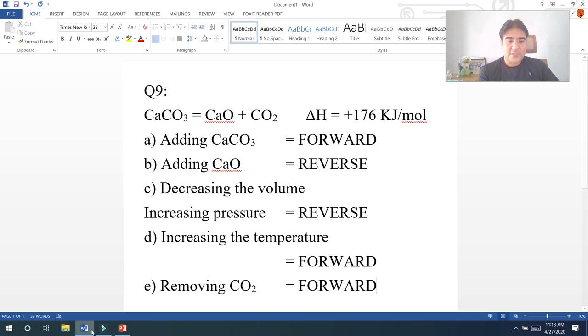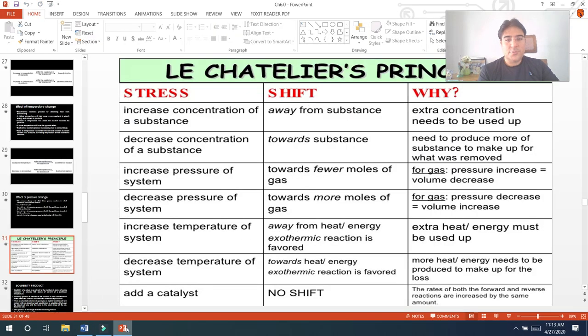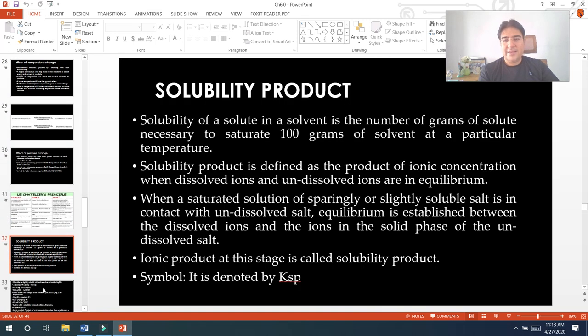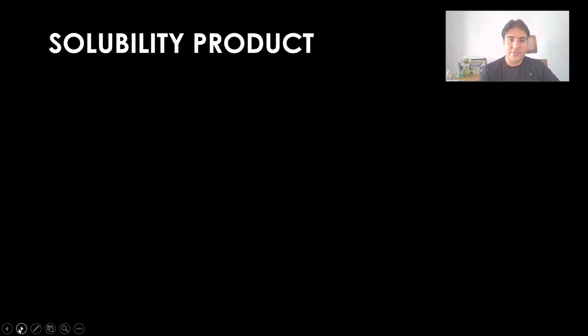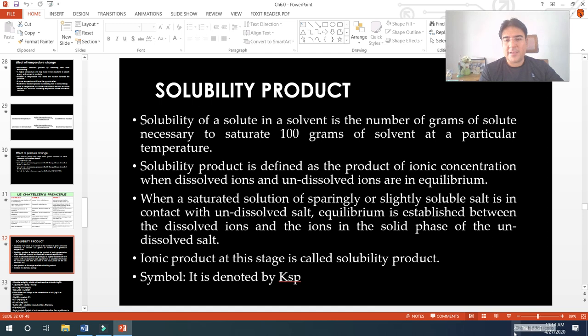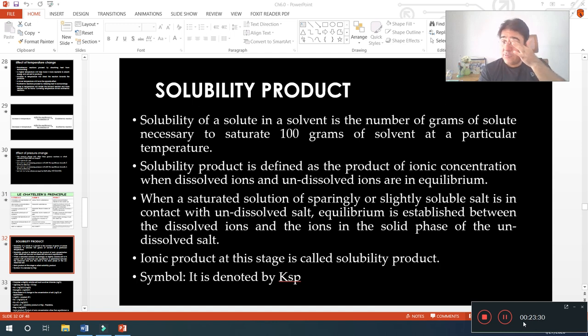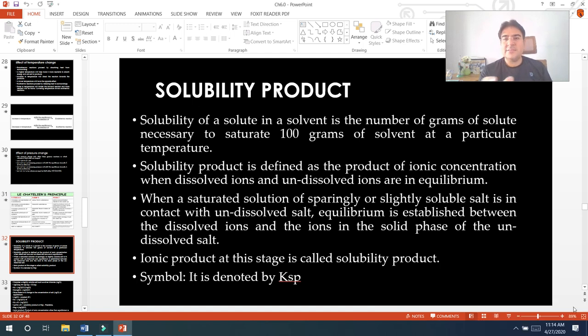Now we are going to start our new lecture. Our today's lecture is basically a new one, and it is solubility product. Today I'm not sure, because we have already consumed so much time in explaining the previous topics and previous questions, if we can complete it now, but I can give you some introduction to it. I can tell you some ways to understand this topic. Okay?